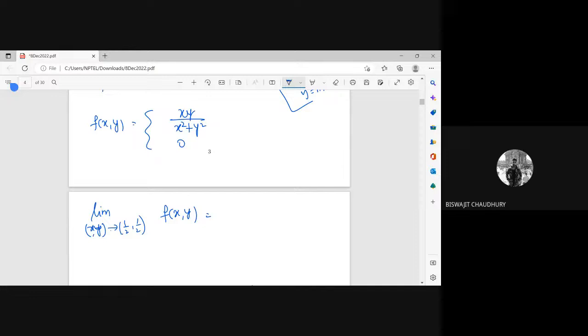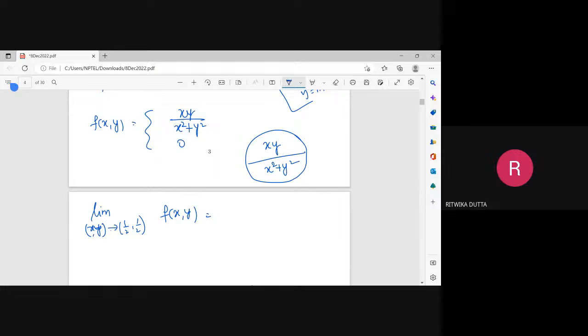The numerator is a continuous function, and the denominator is also continuous. Yes, we have read that. That is the reason. We have to check that xy is a continuous function, and x squared plus y squared is a continuous function. And we know that when you divide two continuous functions, the result is continuous as long as the denominator is not equal to 0, right? And because this is a continuous function, I know that the limit has to be equal to the value of the function.